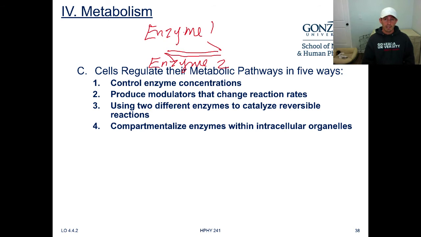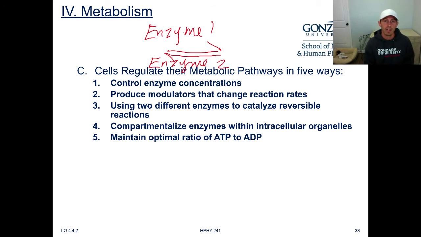Another way that cells regulate metabolism is they compartmentalize those enzymes to specific regions in their cell. And the best example of this is intracellular organelles. Okay, so an example would be our good friend the mitochondria. Mitochondria are where all the enzymes are located in order for the citric acid cycle to proceed. And that means that citric acid cycle can only occur there. It's a form of compartmentalization and control by the cell.